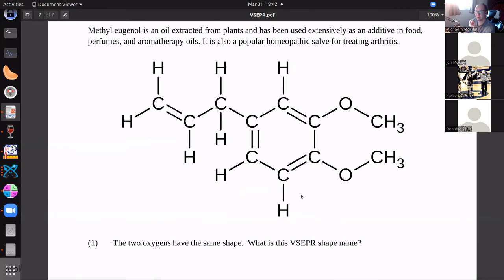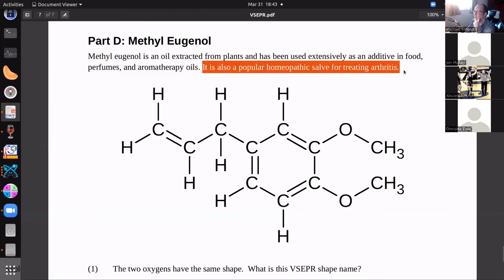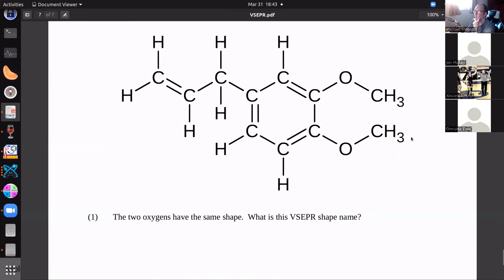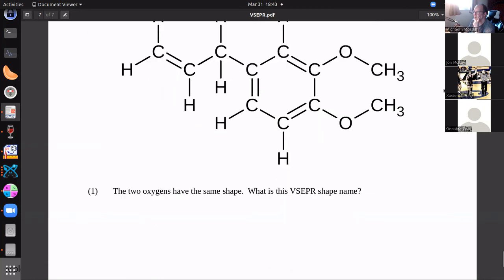And the cloves themselves are really oily. They used to do something called steam distillation to separate out the oils. It's like the essential oils that became really popular. Now people put them in little vaporizers and make their houses smell nice with them. Methyl eugenol is one of those essential oils. It's been used extensively as an additive in foods. It's used in perfumes and aromatherapy oils. There's also a popular homeopathic salve for treating arthritis. Homeopathic typically means it doesn't really work, but you know.